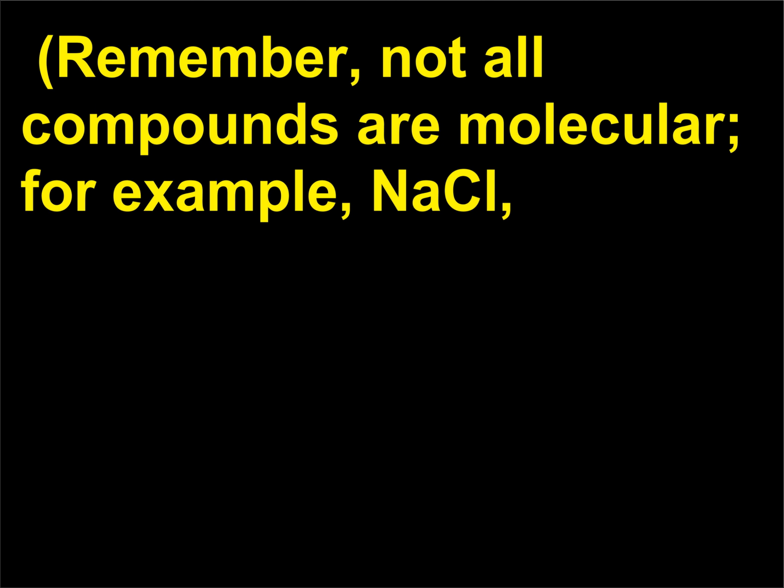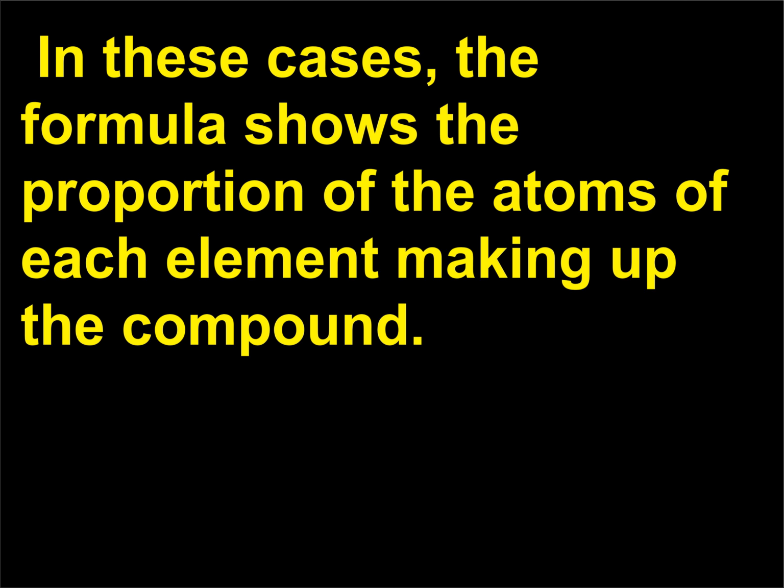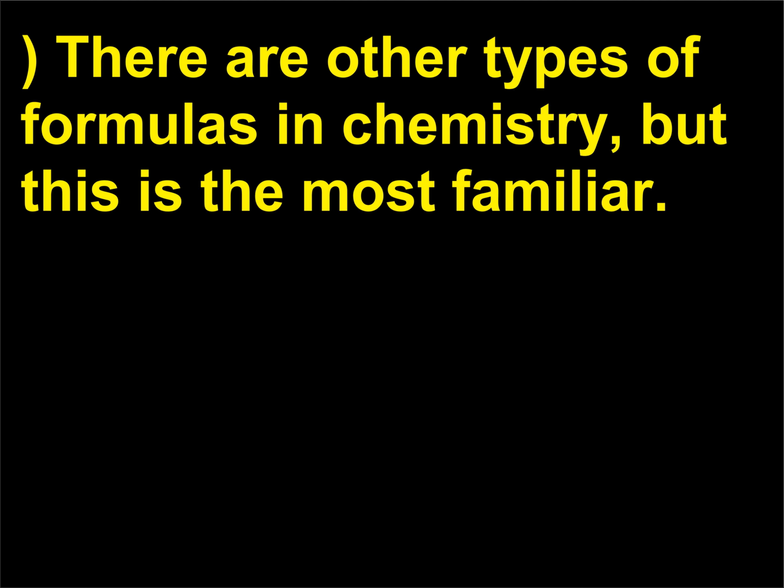Remember, not all compounds are molecular, for example, NaCl or sodium chloride. Regular table salt is called an ionic compound. In these cases, the formula shows the proportion of the atoms of each element making up the compound. There are other types of formulas in chemistry, but this is the most familiar.